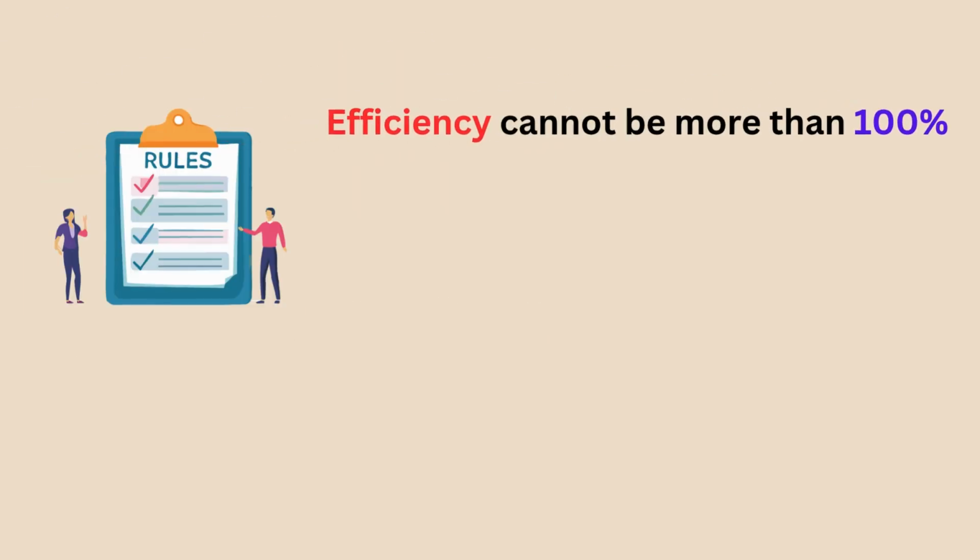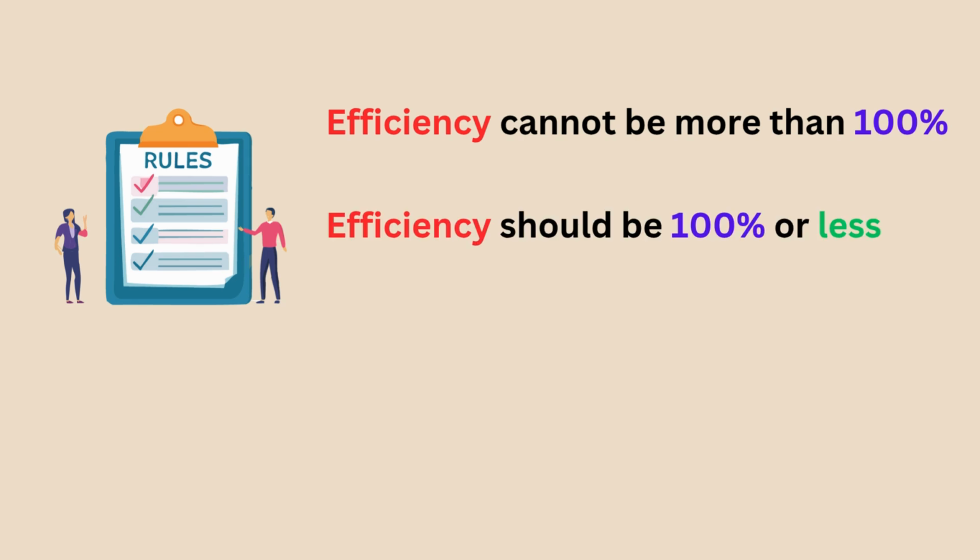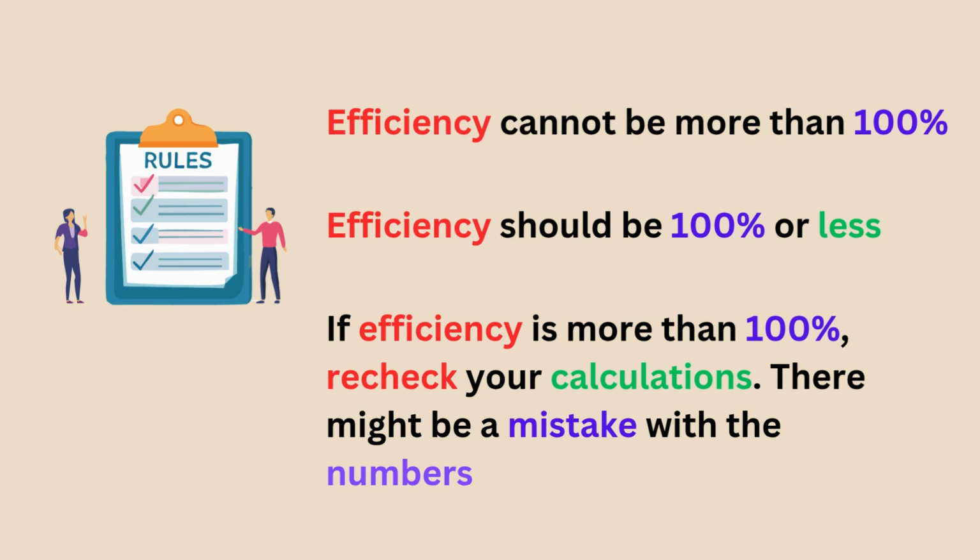Always remember, efficiency cannot be more than 100%, so it should always be less than 100%. If your efficiency calculation is more than 100%, recheck the calculations, because there is probably a mistake with the numbers or the calculation.